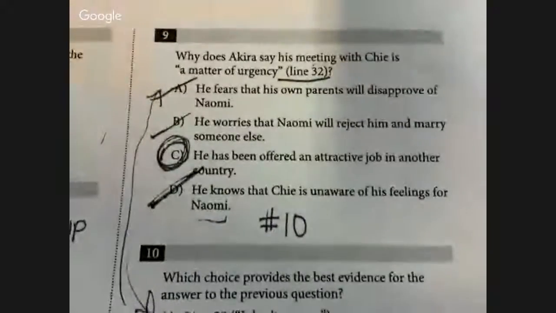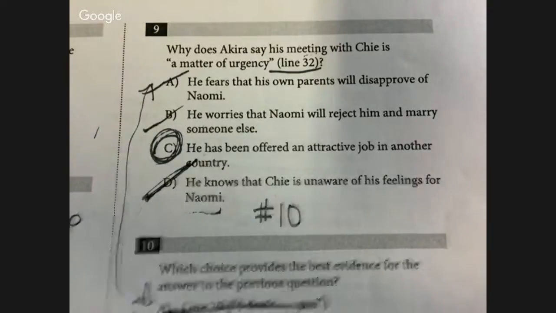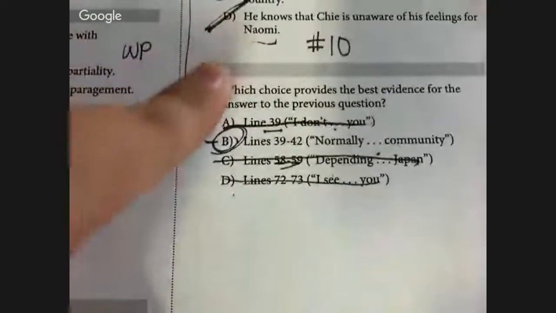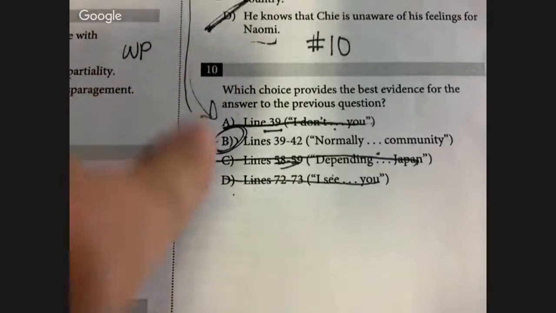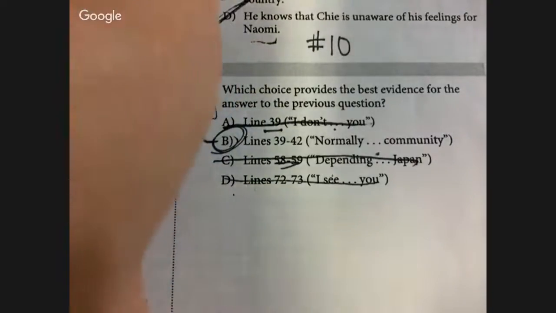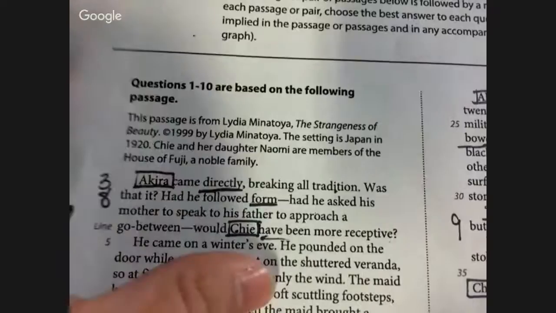Okay, now let's look at questions 9 and 10. Question 9. Why does Akira say that his meeting with Chie is a matter of emergency? Well, we could answer that question, or we can just look at number 10 and see if any of these areas of the text answer the question above. So let's get started. Answer choice A, in line 39.